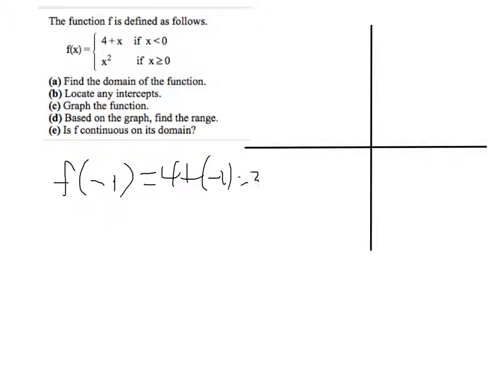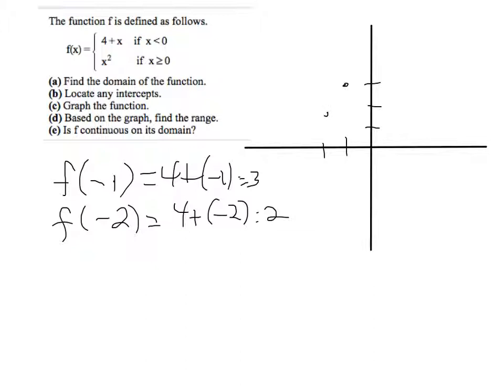equals 3. And of course on the graph, this is an input-output pair, so when x is -1, y is 3. So I'll have a point at -1, comma 3. And so I can continue to plot some points this way. f of -2 is going to be 4 plus -2 for the same reason. So that's equal to 2. So when x is -2, y is 2. That's not so good.